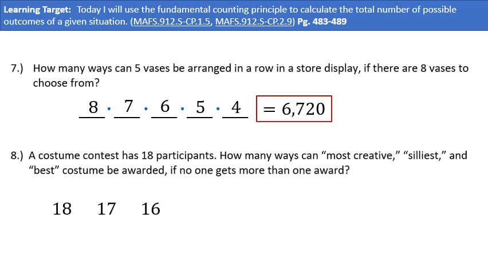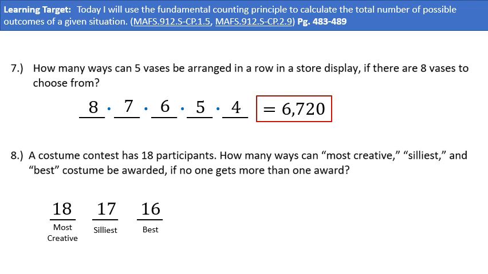Okay, number 8. My animations got messed up. I apologize for that. But a costume contest has 18 participants. How many ways can most creative, silliest, and best costume be awarded if no one gets more than 1 award? Okay, 18, 17, 16. All right, what are our categories? We have most creative, silliest, and best.